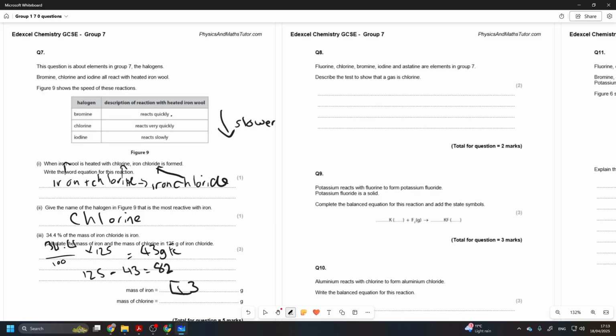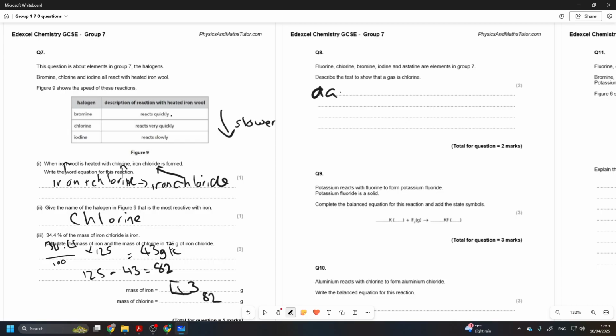Okay, so the mass of chlorine is 82. Both of those added together make 125. Excellent. Okay, here we go. Fluorine, chlorine, bromine, iodine, and astatine are elements in group 7. Describe the test to show that a gas is chlorine. What colour litmus paper? There we go.